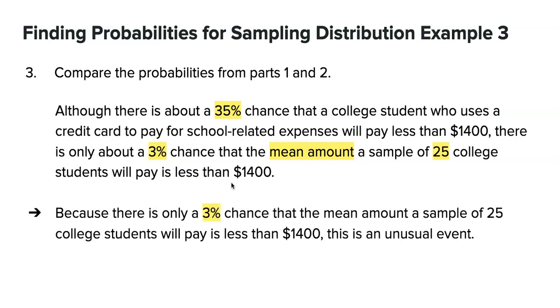And well, they said one more thing, so let's read this one. Because there is only a 3% chance that the mean amount a sample of 25 college students will pay is less than 1,400, this is an unusual event. So if you go out and collect a sample from 25 college students and find their average, there is a 3% chance that average is going to be less than 1,400, even though about 35% actually pay less than 1,400. That's the power of this sampling distribution of the sample mean, right?